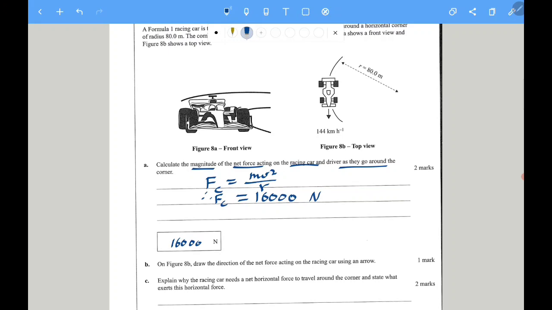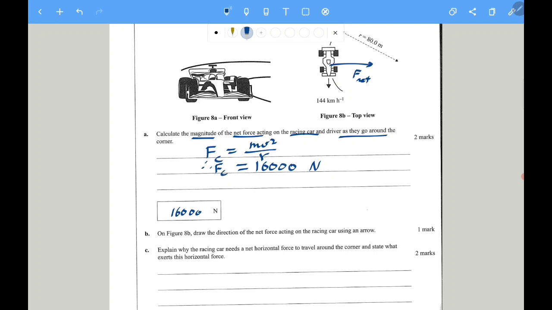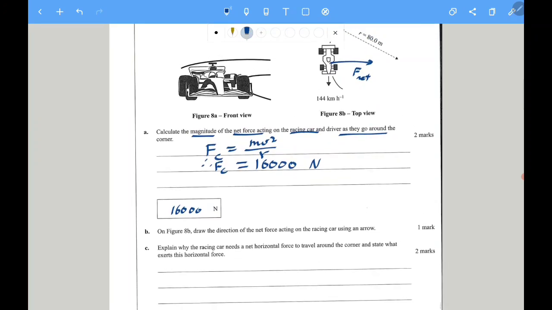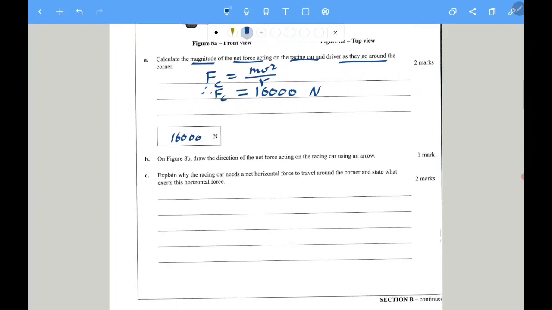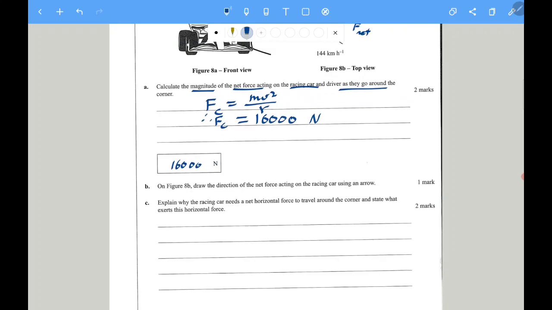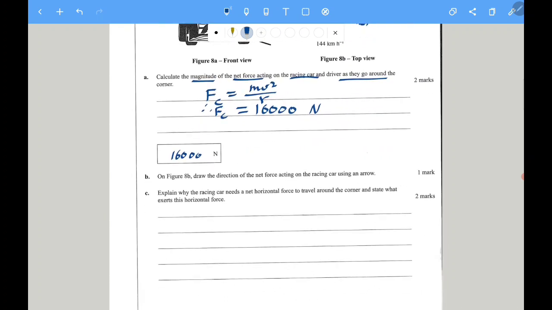On figure 8b, draw the direction of the net force acting on the racing car. Right, so that will just be the centripetal force. Explain why the racing car exerts a net horizontal force to travel around the corner and state what exerts this force. Alright. Bit of a controversial question. I never knew this stuff was actually in the study design, but it is the friction force of the tires and the track. Which is what it is state.